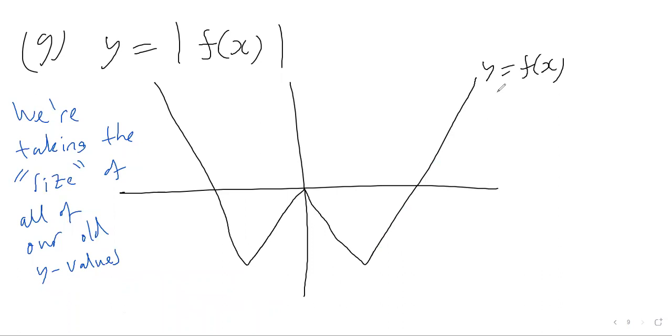So remember, we've got our graph here, y equals f of x. So this is the graph that we've been using in our previous videos. We're now going to take the absolute value, the modulus of our function. So what is it going to do to our sketch of the graph? So we're taking the size of all of our old y values. So all of our y values, we're taking the modulus of them.